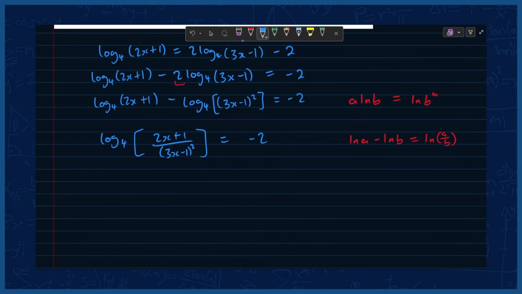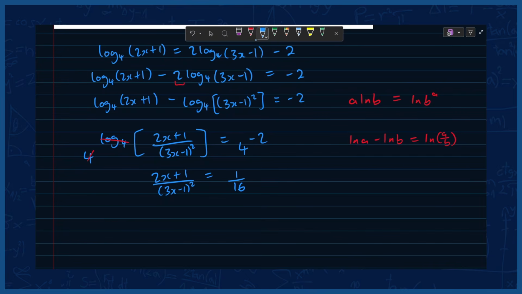So to get rid of log to the base 4, you have to use its inverse function. The inverses of logarithms are the exponential functions. Since we have log to the base 4, the corresponding exponential function is the one with base 4. So I do 4 to the power of log on this side, and on the other side 4 to the power of negative 2. This 4 will cancel out the log to the base 4, and I end up with 2x plus 1 over 3x minus 1 squared equal to 4 to the negative 2, which is 1 over 4 squared, so 1 over 16.